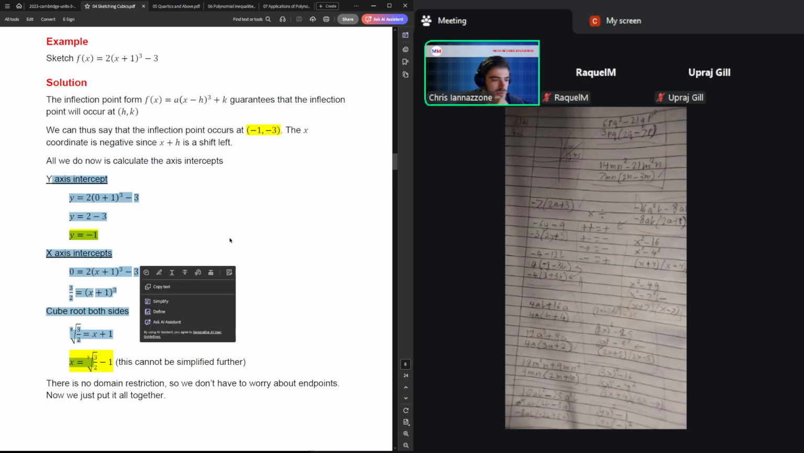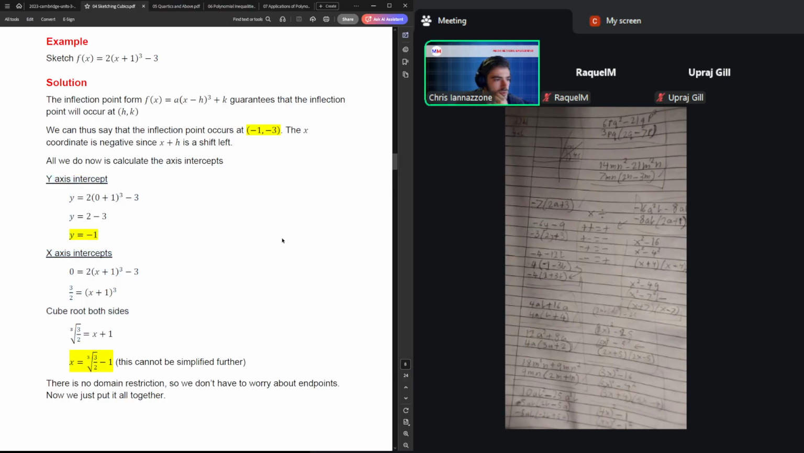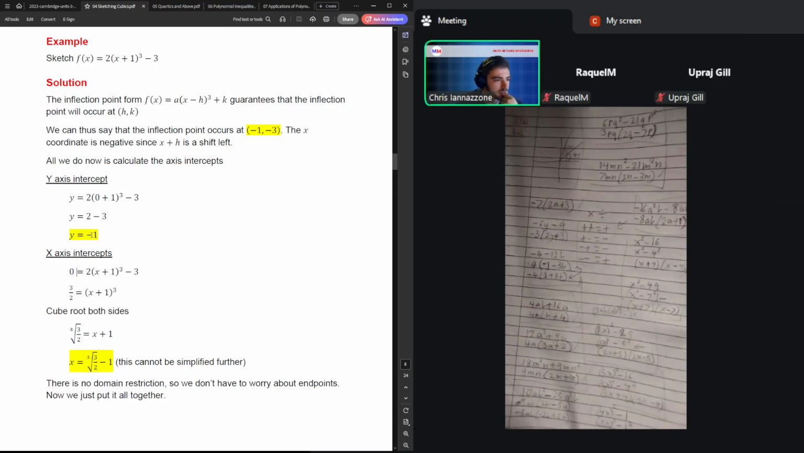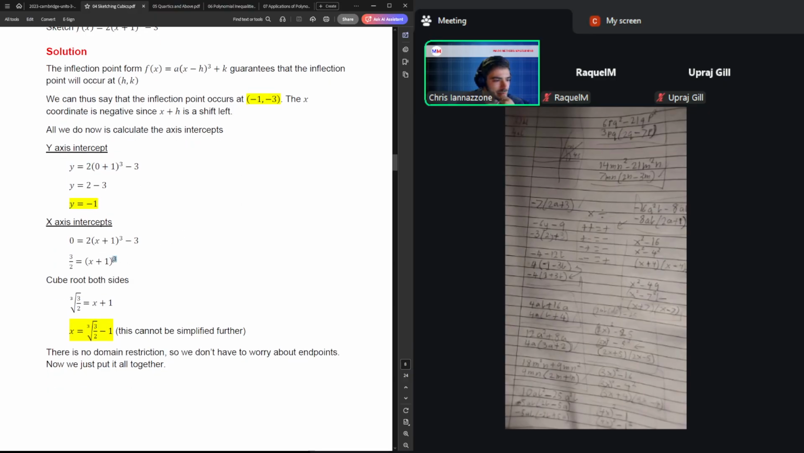Axes intercepts are solved literally the same way as you always do. Y-axis intercept, you're going to set x equals 0. X-axis intercept, you're going to set y equals 0. The algebra is pretty easy for the y-axis. For the x-axis, you're going to have to figure out how to do your cube roots. A lot of the time, that's not going to simplify into anything, so you do just leave it as a cube root. But if for whatever reason you do get one that can be simplified, obviously you want to simplify that further.